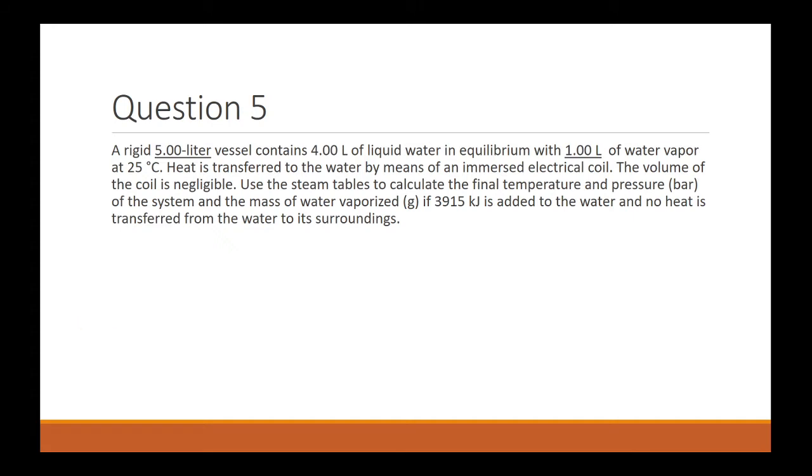Now a rigid 5-liter vessel contains 4 liters of liquid water, which is in equilibrium with 1 liter of water vapor at 25 degrees Celsius. Heat is transferred to the water by means of an immersed electrical coil. The volume of the coil is negligible. Use the steam tables to calculate the final temperature and pressure of the system and the mass of water vaporized if 3915 kJ is added to the water and no heat is transferred from the water to its surroundings. So we need to calculate the final temperature and pressure. So this one we have to do a bit of iteration.